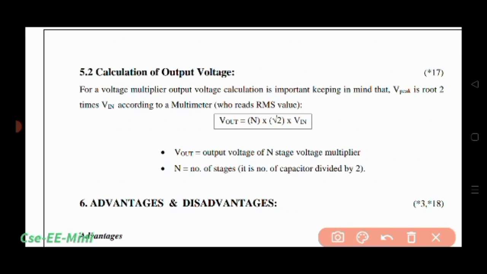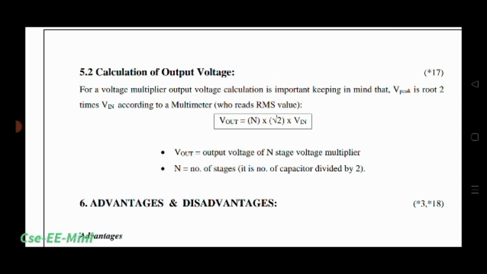So for the calculation of output voltage for a voltage multiplier, you can see the formula here. This formula is basically derived from the fact that the multimeter reads the RMS value, so we have to multiply by root 2 to get the peak value. So n is the number of stages we are using, root 2, and then V in, that is the voltage which the step down transformer provides.